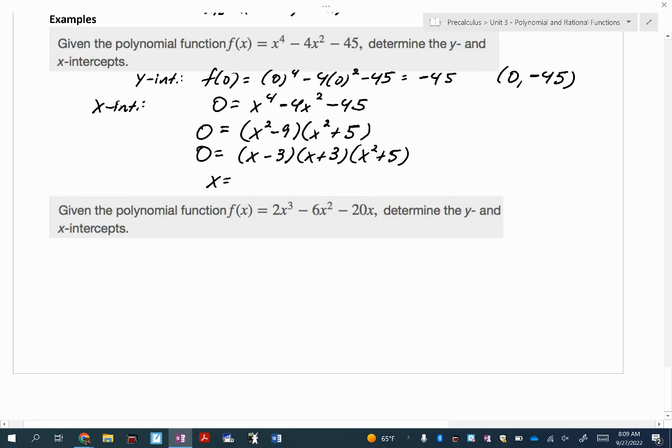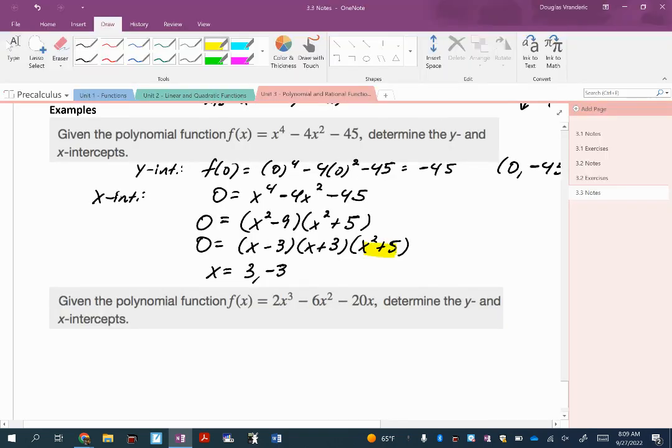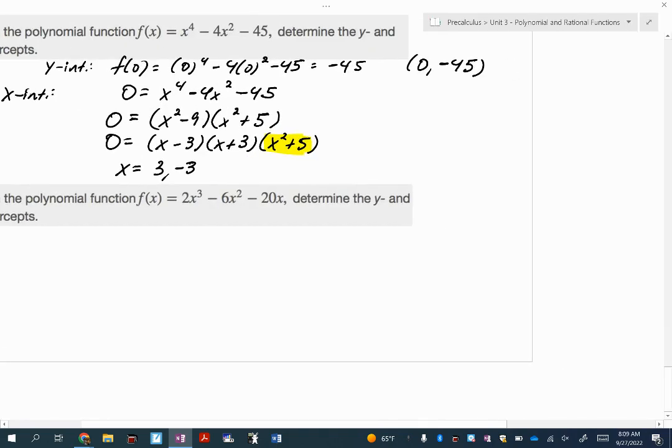So I'm going to get two x-intercepts. You might be thinking, but Mr. Frederick, don't you have more? Well, so I'm going to get 3 and negative 3. And the reason that I end up not worrying about these two is because if I were to set that equal to 0 and move over the 5 to be a negative 5, when you take the square root of both sides, you get x equals plus or minus i times the square root of 5.